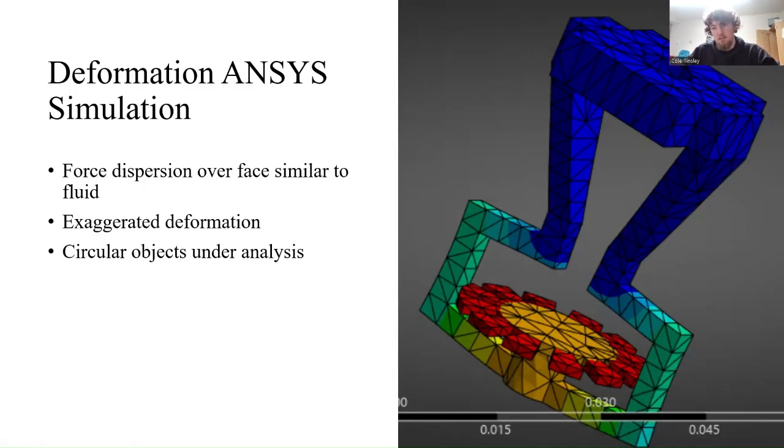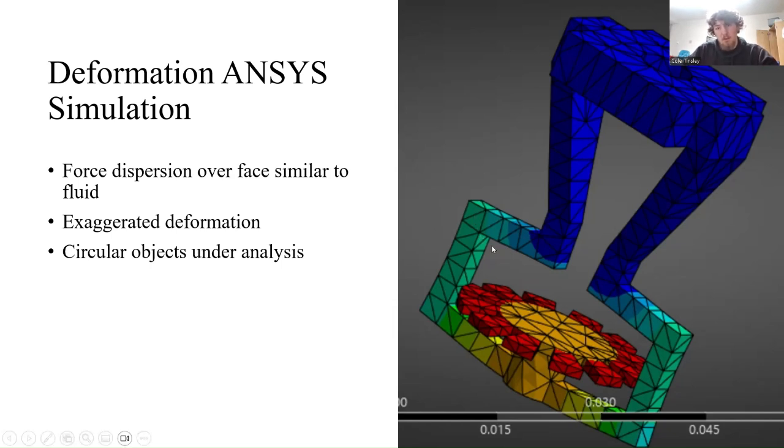The ANSYS simulation that you're seeing here is based on an equal dispersion of force across that deflector based on the dispersion of the liquid. It wouldn't be even in terms of force. It would be more concentrated in the center realistically, but we dispersed it evenly in the modeling because that was what we could do with our means.